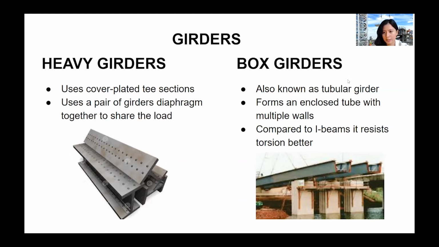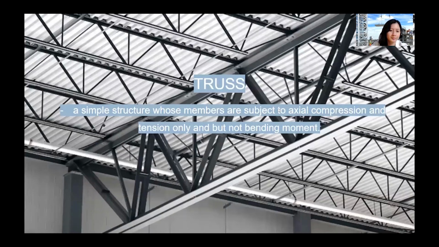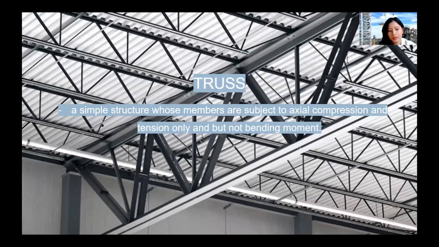Fourth is the box girders. They are also known as tubular girders. They form an enclosed tube with multiple walls, and compared to I-beams, they resist torsion better. When depth limits permit, the more economical way of spanning long distances is through the use of trusses. Trusses are hollowed-out beams that have members that are subject to axial compression and tension.